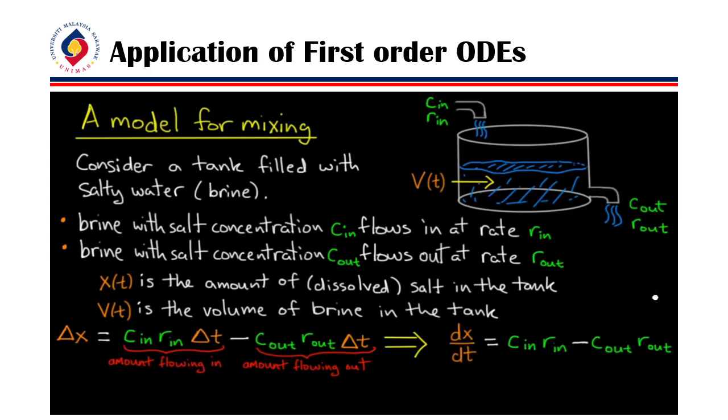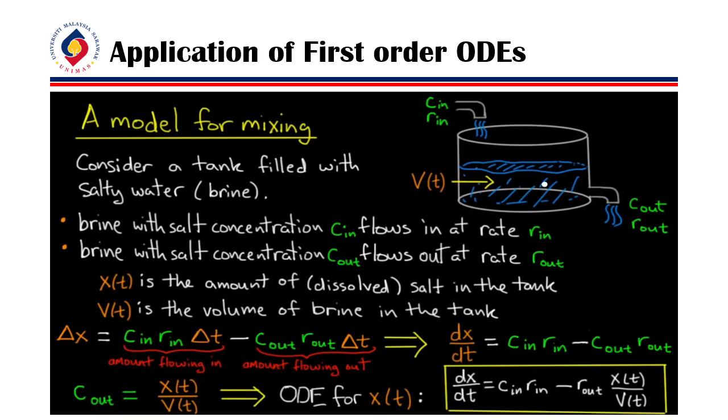On the other hand, I have no control whatsoever over C out. C out is determined purely by the quantity of salt in the tank and the volume of the brine in the tank. And how do you determine that? Well, you want to know what the concentration out is, so you divide the total amount of salt by the total volume. That gives you the amount of salt per unit of volume, x of t over v of t.